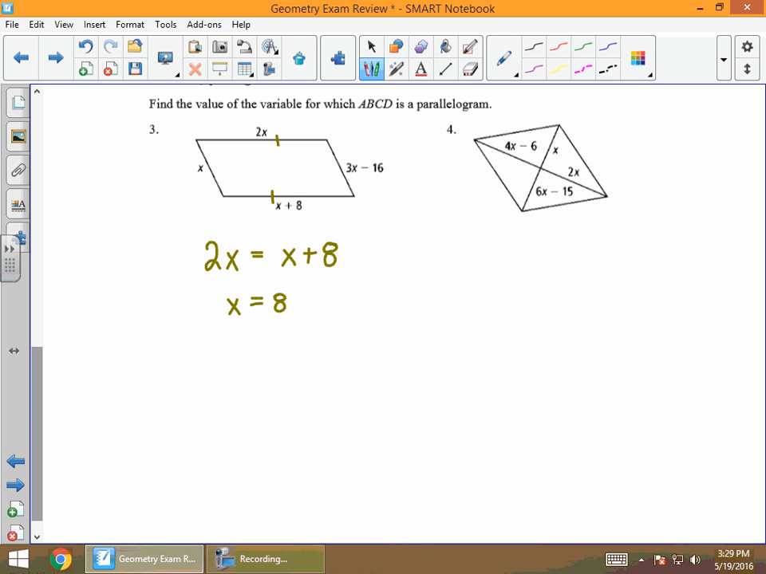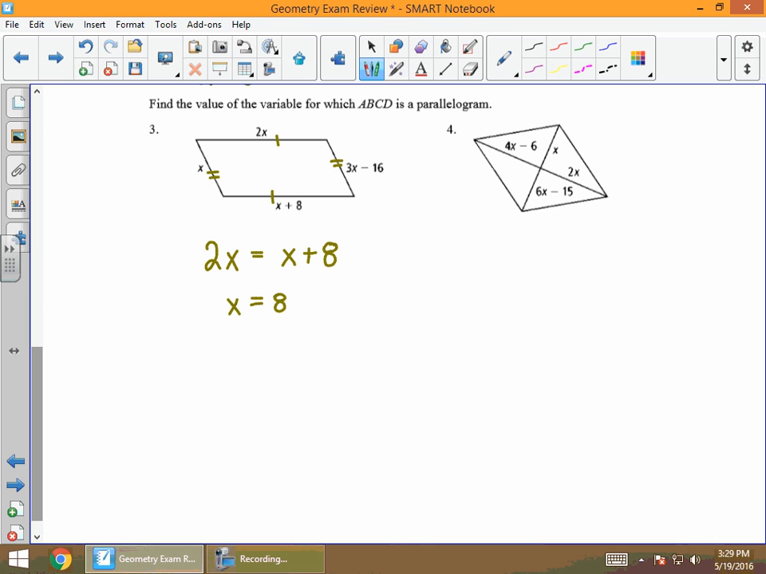And I could have done it by setting the other two. I could have said x equals 3x minus 16. I could have subtracted 3x on both sides. I would have had negative 2x equals negative 16. Divide by negative 2, I still would have gotten 8. It does not matter which side you choose.